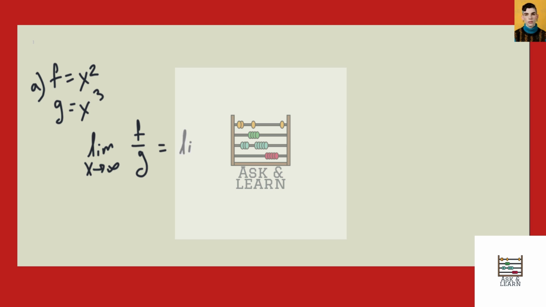This would be equal to the limit as x goes to infinity of x squared over x cubed, which is equal to the limit as x goes to infinity of 1 over x. We were able to take x squared out of the numerator and denominator there. And this is equal to 0. So by the definition of little o, we know that x squared is indeed little o of x cubed.